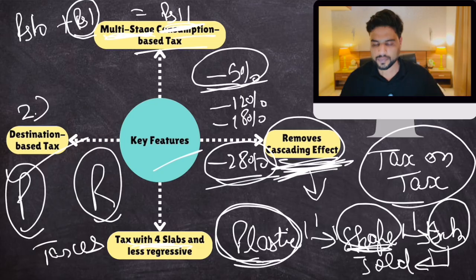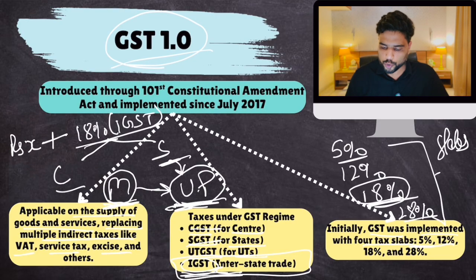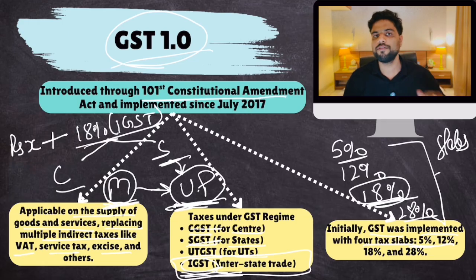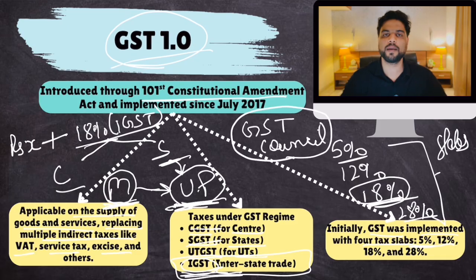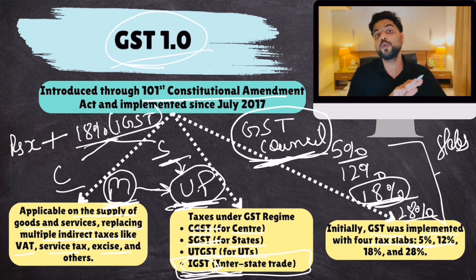All right. Now, along with this 101st Constitutional Amendment Act, there was a body formed. That body was called GST Council. This would be the highest decision-making body. And to establish this body, you amended the constitution and added Article 279A in it, so that this council becomes a constitutional body. And this is the highest decision-making body when it comes to GST.